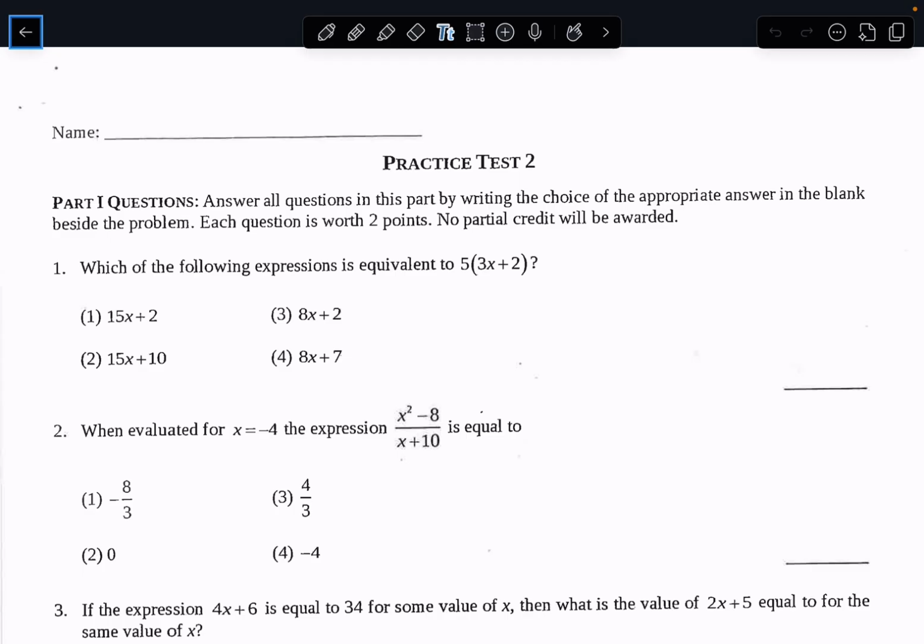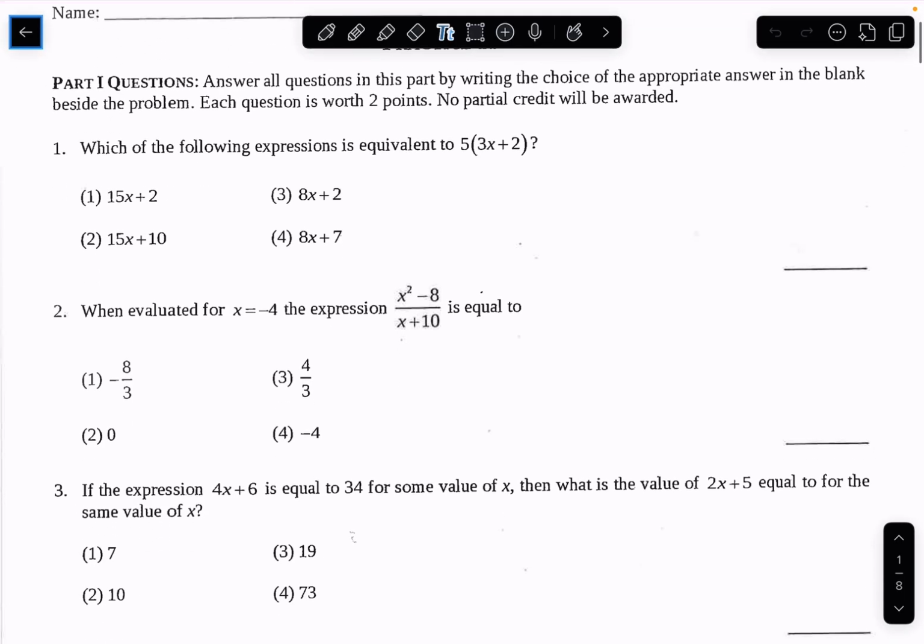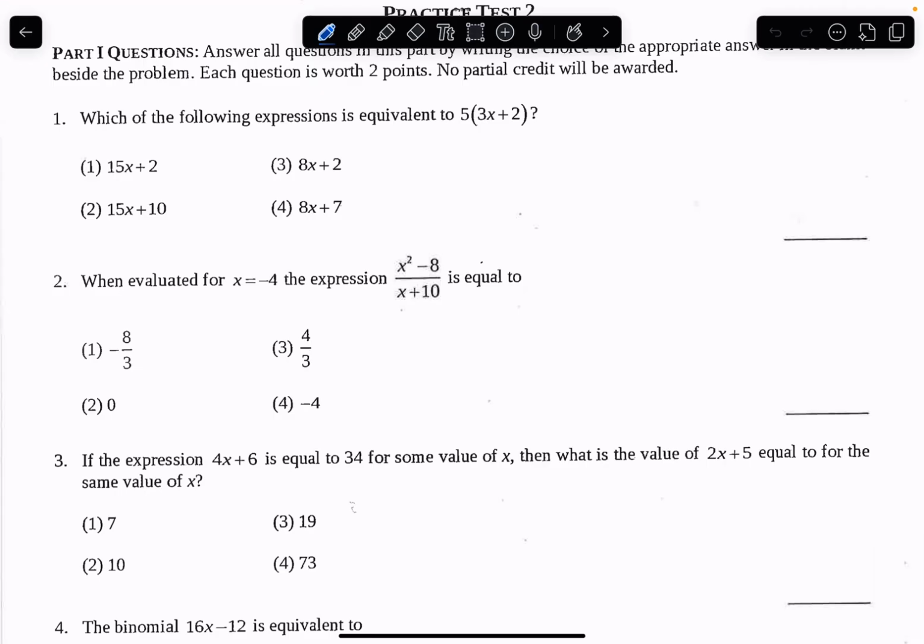All right. So the first one is the distributive property. So 5 times 3x is 15x, and 5 times 2 is 10. So it's 15x plus 10, which is choice 2.